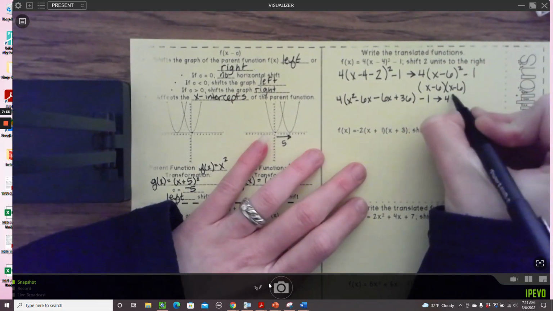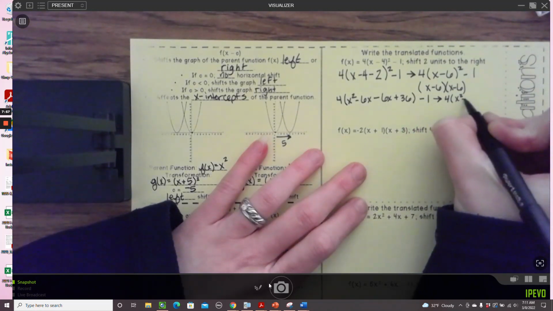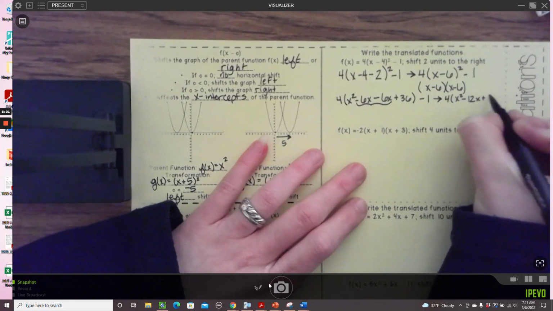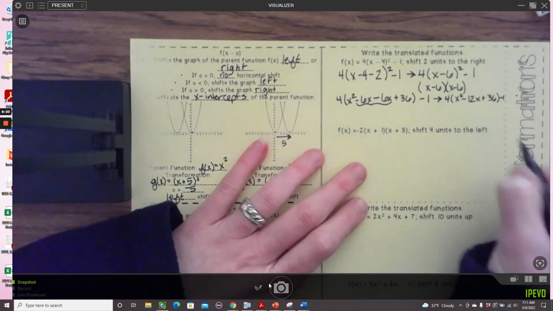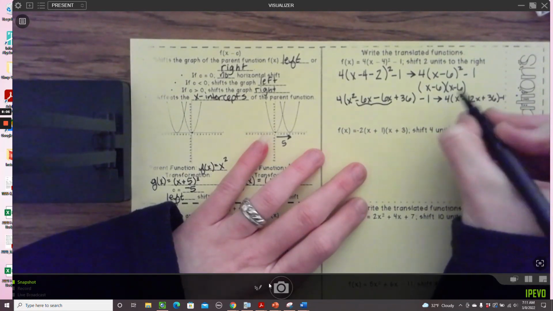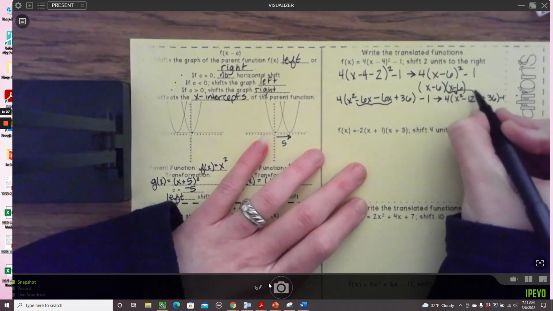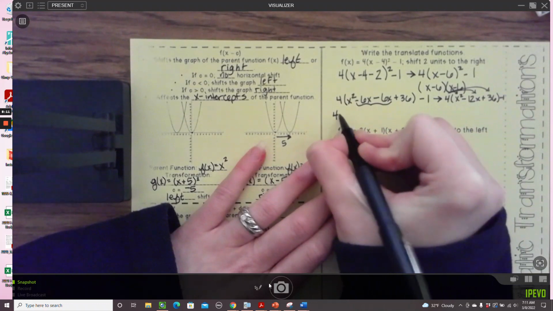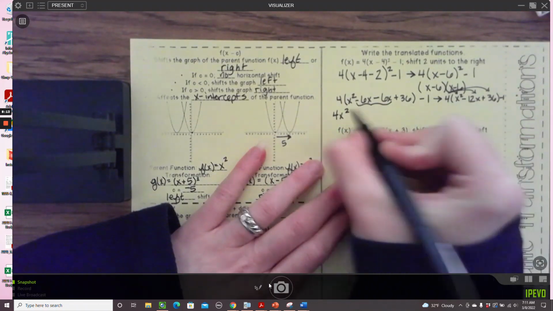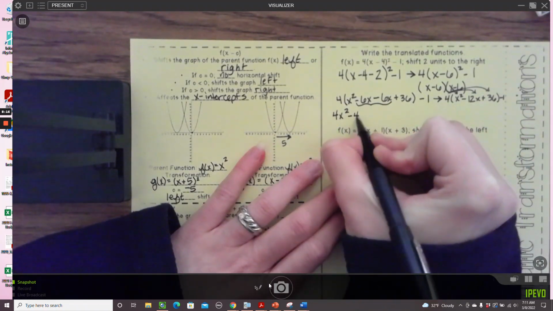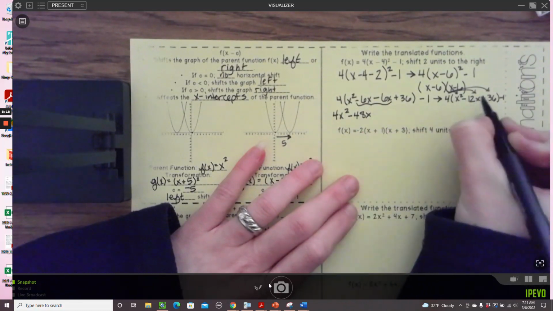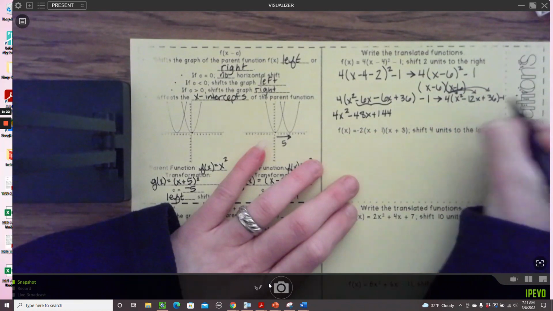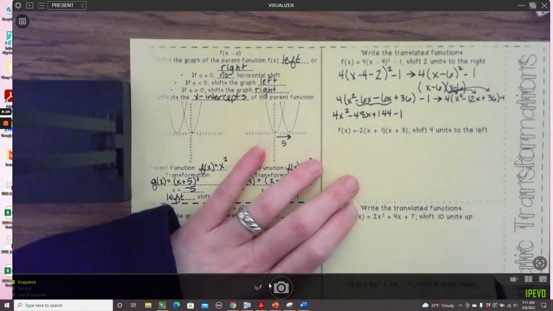So I can do 4 times (x squared minus 12x, that's combining like terms here, plus 36), and then minus 1. Now I can distribute. So I'm going to distribute this 4 across everything in parentheses. So 4 times x squared is 4x squared. 4 times -12x is -48x. 4 times 36 is a +144. And then I still have the -1 at the end.